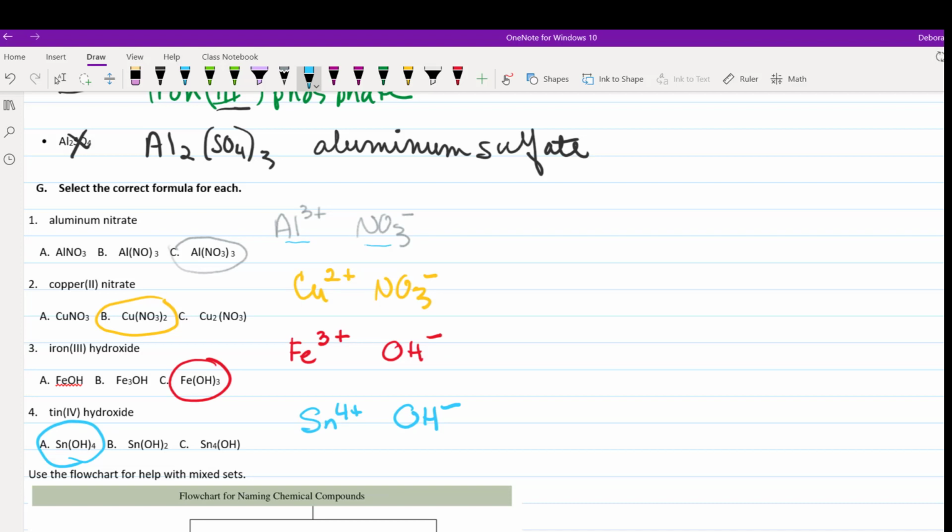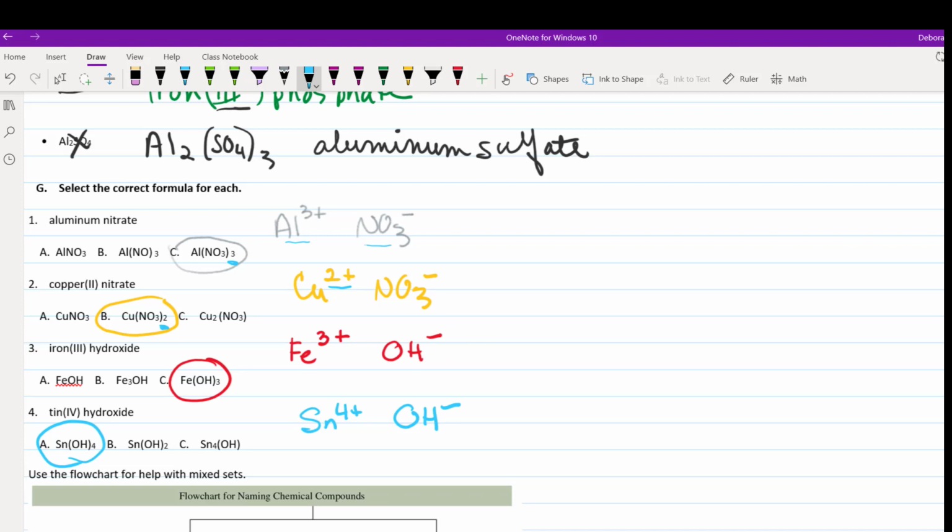Aluminum is 3 plus, nitrate is -1. So I'll need 3 of the nitrates wrapped in parentheses and my 3 outside the parentheses to show that I need 3 to balance off the 3 positive charge. Copper 2 nitrate. Well, that means I have the 2 plus ion for copper. A nitrate ion stays the same, but again, the subscript of 2 needs to be placed outside the parentheses in the formula.